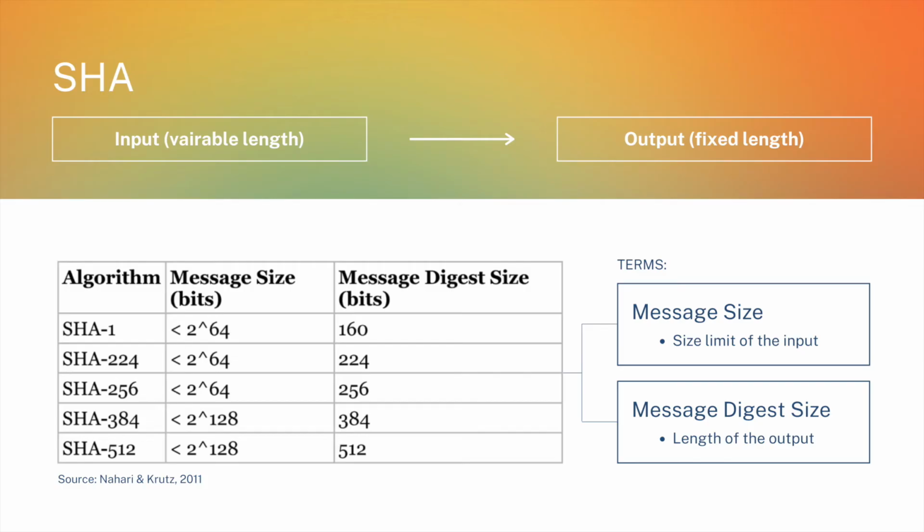SHA takes an input of variable length and always converts that into an output of fixed length. The message size, or the size limit of the input, and the message digest size, or the length of the output, aka the hash value, both depend on the type of SHA. In the case of SHA-256, it can take an input of any length between 0 and 2 raised to 64 and will always generate a hash value that is 256-bit long.